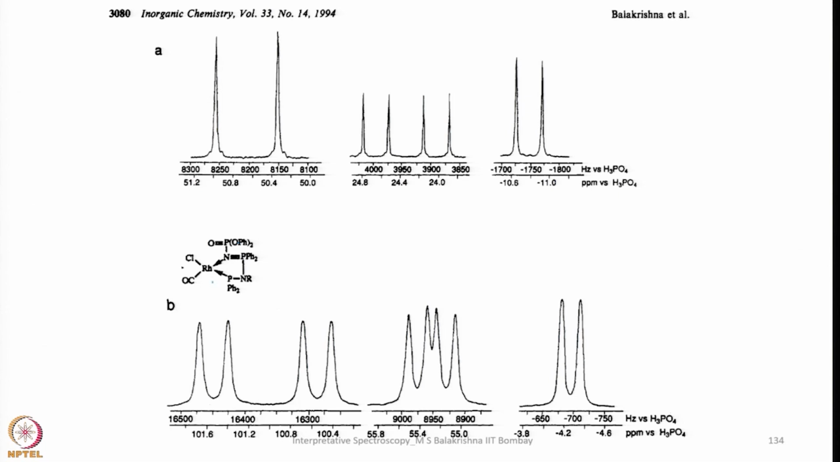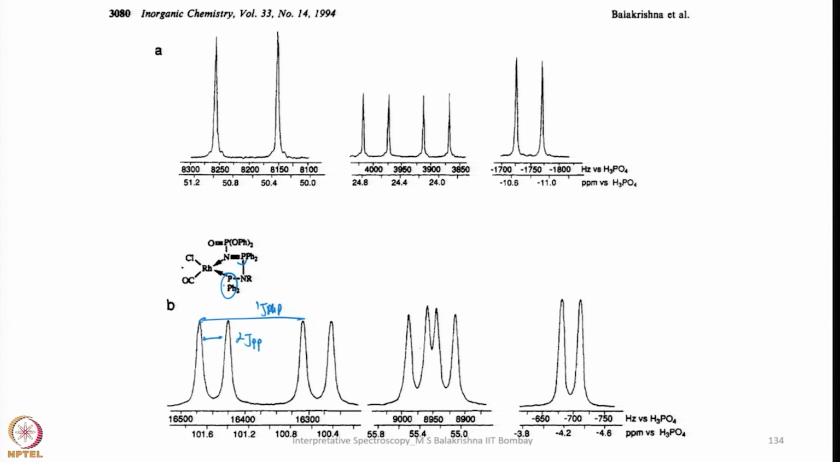In the first case, this phosphorus here is directly attached to rhodium. So it can first couple to give a doublet, and each line can be further split into a doublet because of this 2-bond PP coupling. So this one you can assign for P here. This is the rhodium coupling, 1J rhodium-phosphorus coupling, and this is the 2J PP coupling, and this one is farther, so it is not showing any coupling with this one.